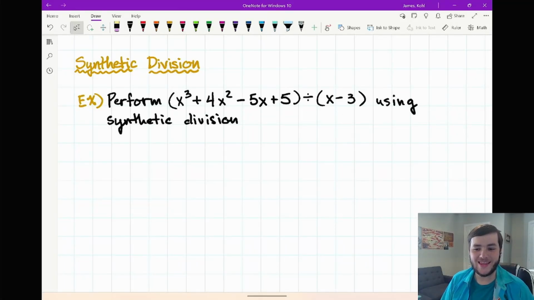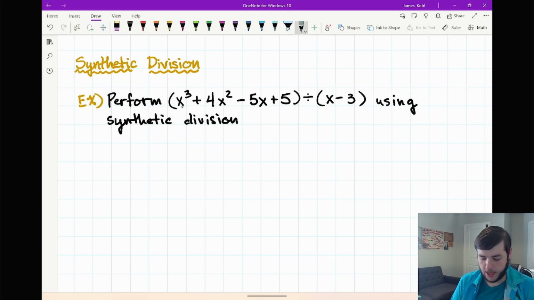Once again, I think there's no better way to get started than by just taking a look at some examples. But this one's going to look a little bit different because synthetic division is probably not an algorithm you would have seen before. Here's how I set it up. I'm trying to perform x cubed plus 4x squared minus 5x plus 5 divided by x minus 3. I'm going to look at my divisor and take the root, 3, to set up my division algorithm.